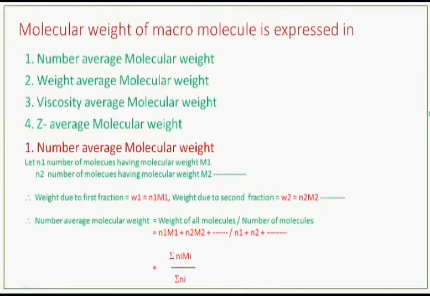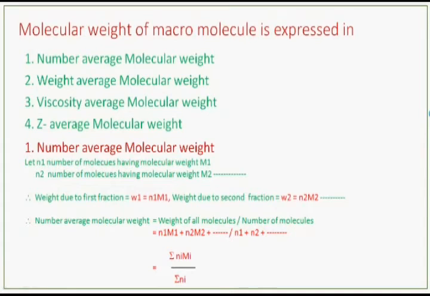So, in terms of average, molecular weights are expressed as first, number average molecular weight, second, weight average molecular weight, third, viscosity average molecular weight, and fourth, Z average molecular weight. Now let us discuss one by one. First is number average molecular weight. Now let us suppose that N1 is the number of molecules having molecular weight M1, N2 is the number of molecules having molecular weight M2 and so on. Let me explain this one.